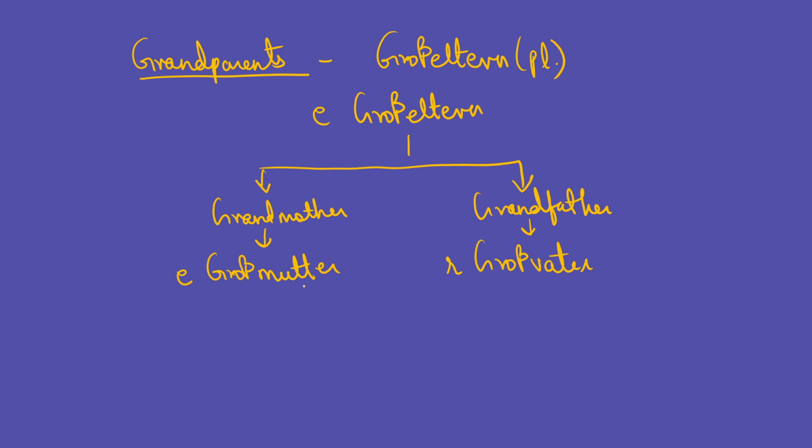Now in German, you can also address your grandparents in an informal way. So how do we do that? We will use Oma for Großmutter and Opa for Großvater. So these are informal ways of addressing your grandparents.